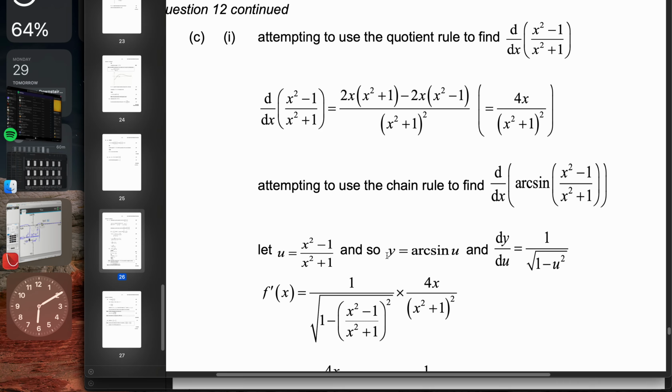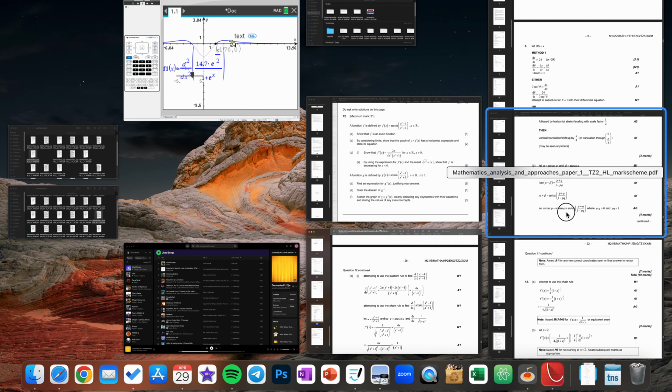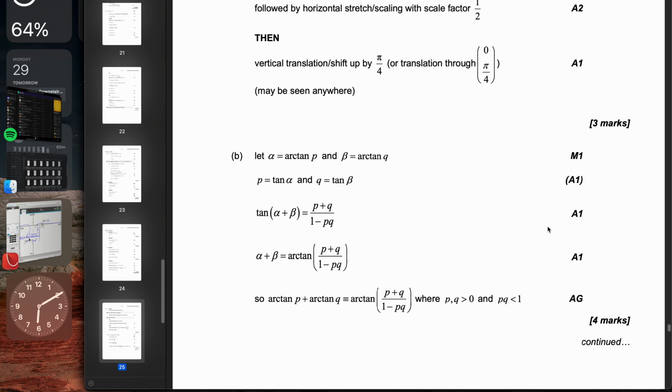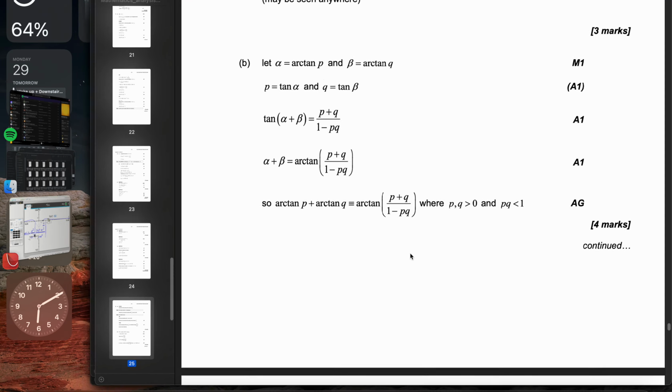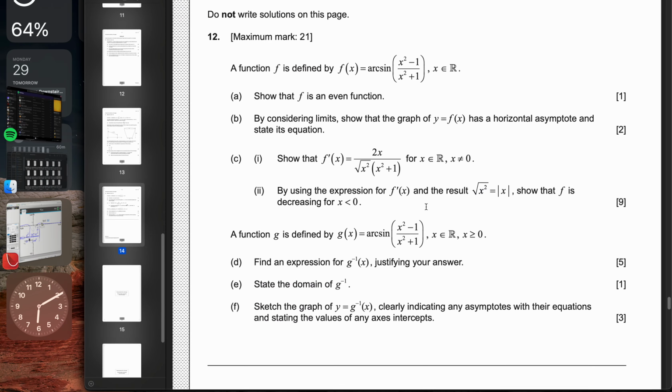Alright, part D. Where is it? I think this is the one. No, it's not. Perhaps this is the one.